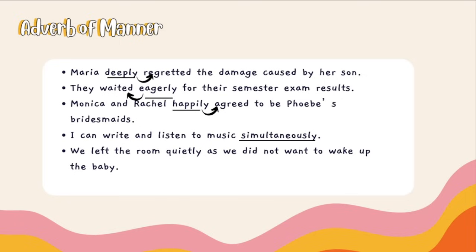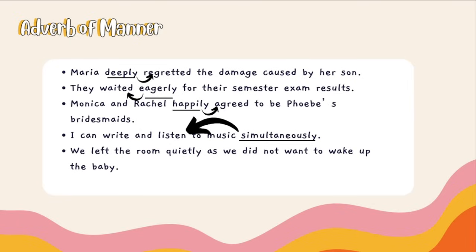Another example is, I can write and listen to music simultaneously. As you can see, the adverb of manner is simultaneously because it also answers the question how. How do we write and listen? Simultaneously. So the adverb here modifies the verbs write and listen. That's an example of action words.